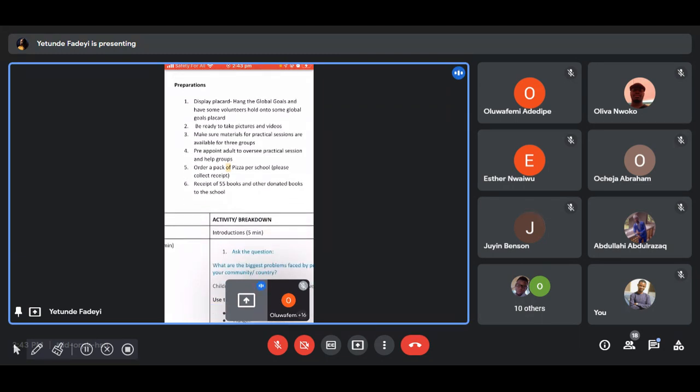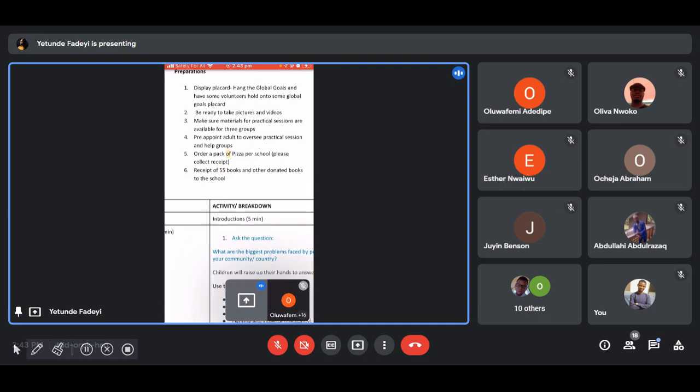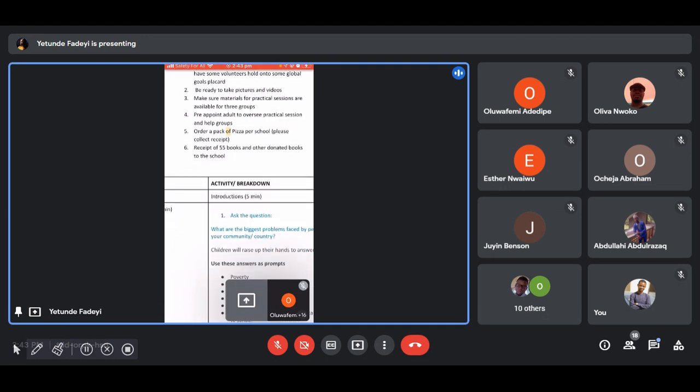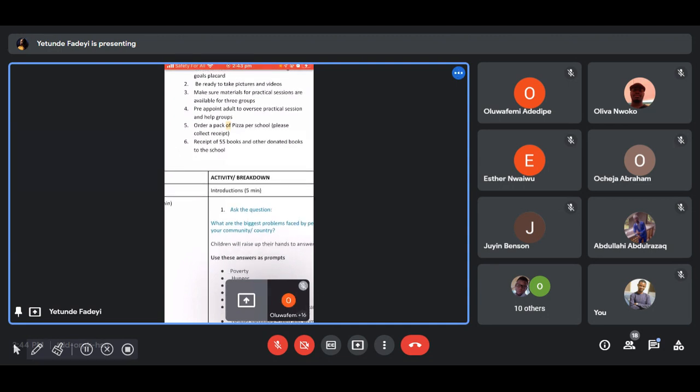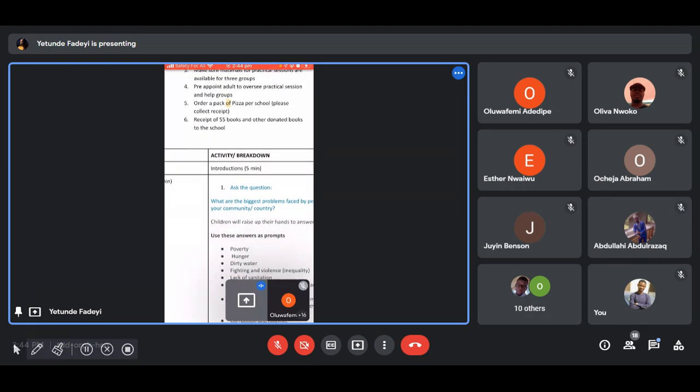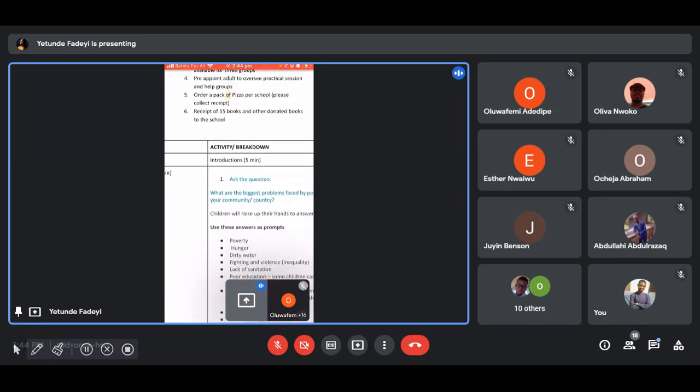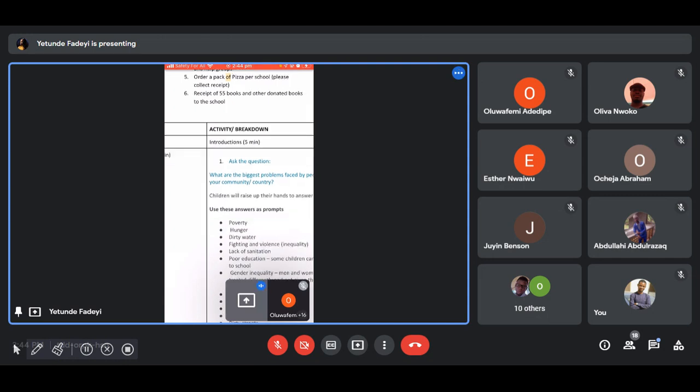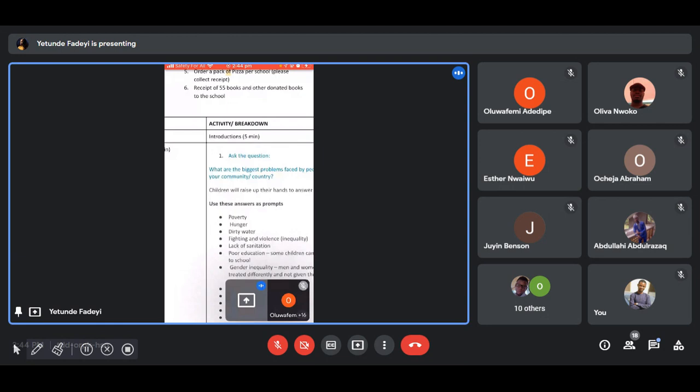Then make sure the materials for the practical sessions are available for the groups, right? Then pre-appoint adults to oversee the practical session and help the groups. Then obviously one of the volunteers will have to get a pack of pizza per school. Then receive the books and the donated books to the school. Like we'll be sending the books from Lagos, so obviously the point of contact person would do this.